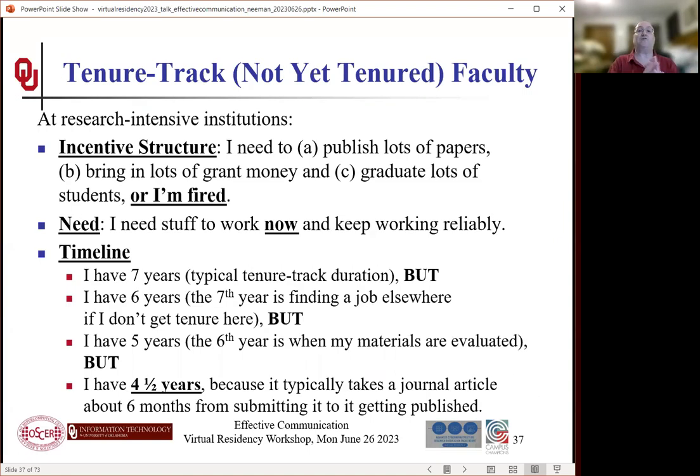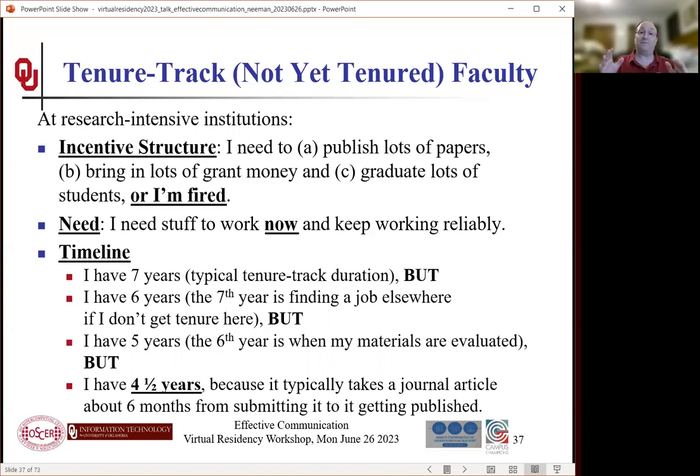Okay, so let's talk about tenure track faculty, people who aren't yet tenured. Okay, what's their incentive structure? I got to publish lots of papers, I got to graduate a lot of students, I got to bring in a lot of grant money, or I'm fired, right? So I need things to work right now, and I need them never to stop because I have a very short timeline to doing all the work that I'm going to be judged on for deciding whether I get tenure or not, right?